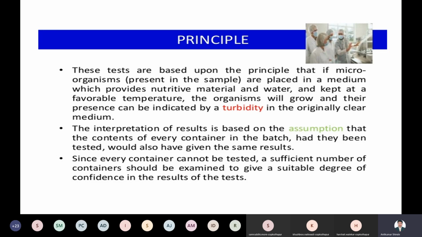You can take a sterile petri dish. Then in that petri dish, we melt the nutrient agar, and this molten mass is put into the petri dish. After some time, this nutrient agar is solidified, right? After solidification, you can prepare the bore.